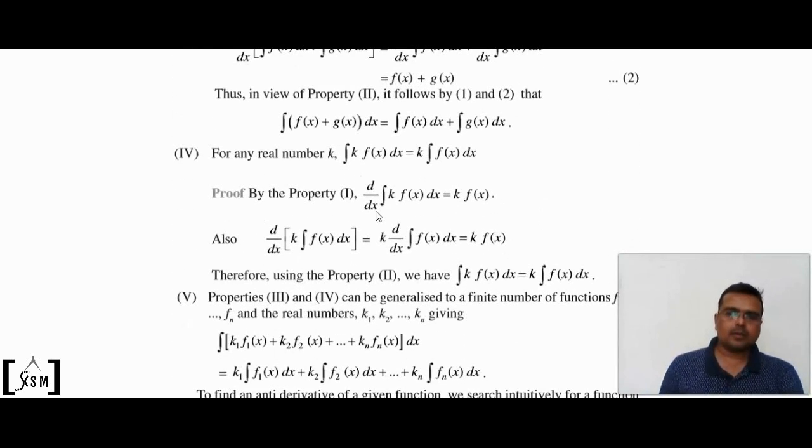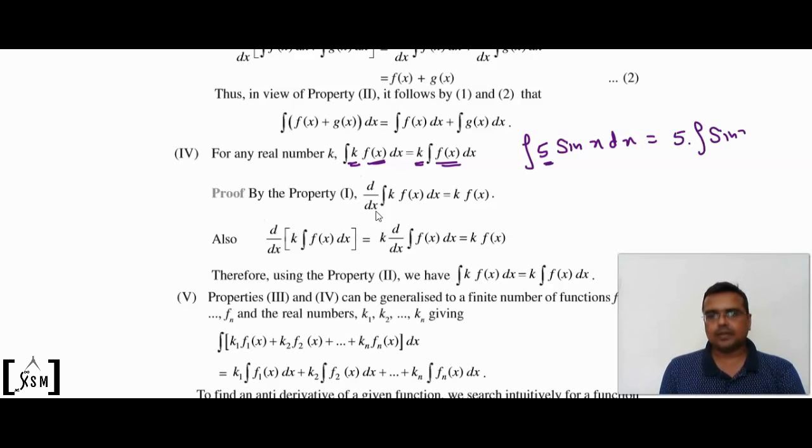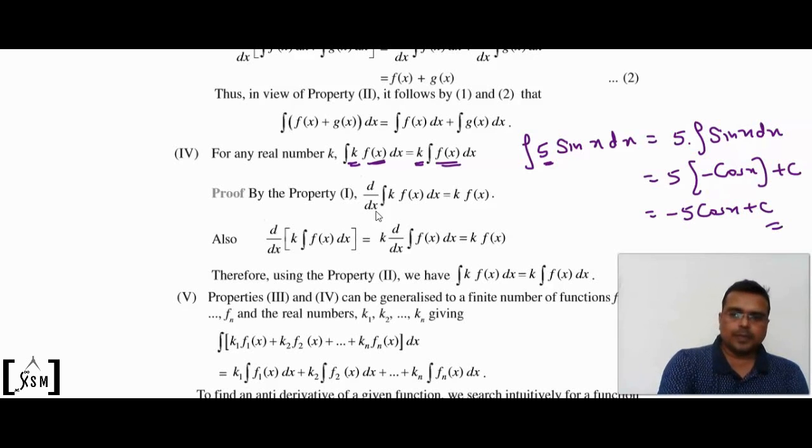The fourth property is, if there is a constant k with the function, you can simply keep it out, and just integrate the function. For example, if you have to integrate 5 sin x, because 5 is a constant, you will keep it out and just integrate the sin x part, which from the formula is minus cos x, and plus c, the integral constant. So minus 5 cos x plus c. Okay.